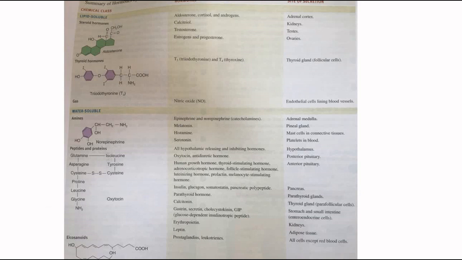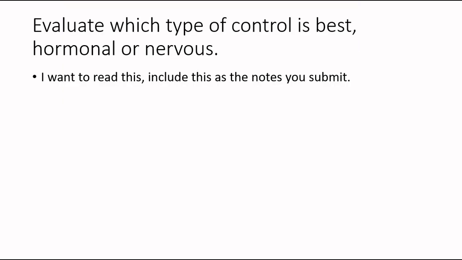So the main activity I want you to do now, I thought I would shorten it a little bit. I want you to evaluate, so remember what the keyword evaluate does, is you discuss both sides and then give an overall conclusion. Which type of control is best? Now there is no right or wrong answer, there's no mark scheme here. What I want you to do is to really think about it. Is it hormonal or nervous?